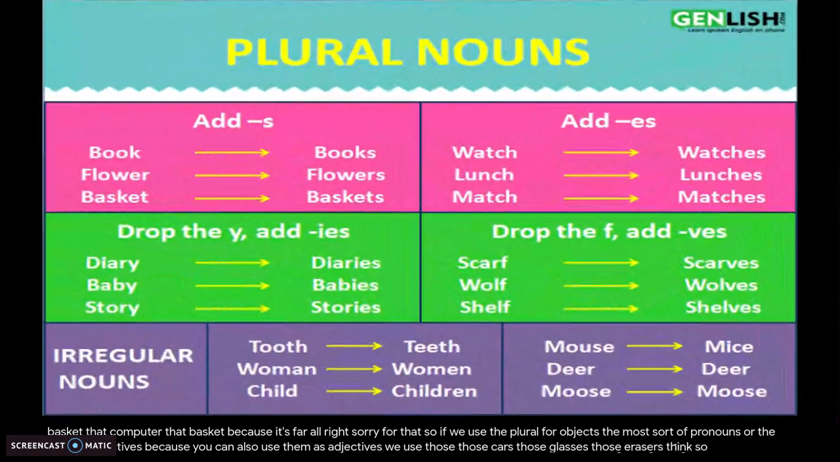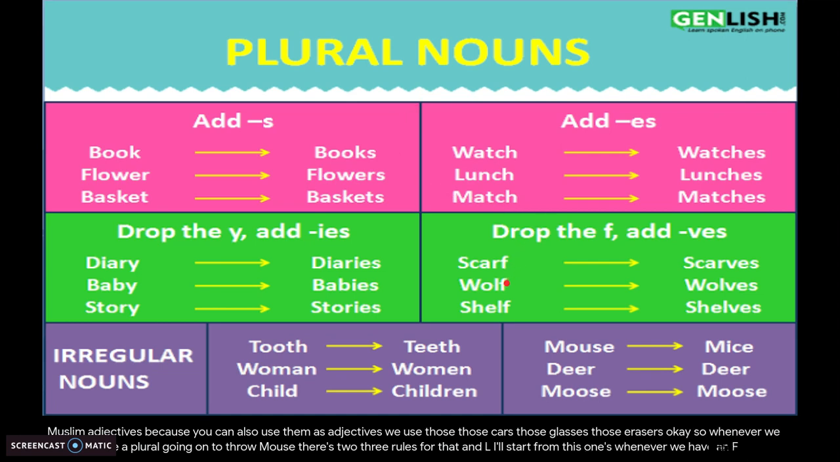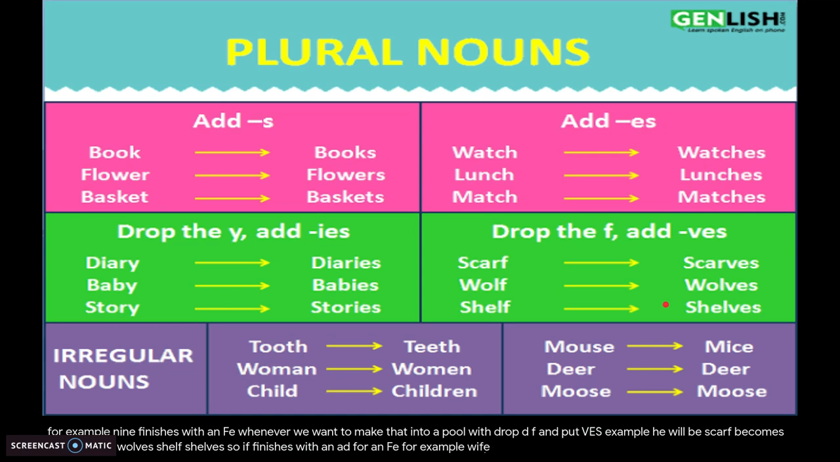Okay, so whenever we want to make a plural, going on to plural nouns, there's three rules for that, and I'll start from this one. Whenever we have an F or an FE, for example, knife finishes with an FE, whenever we want to make that into a plural, we drop the F and put VES. Examples here would be scarf becomes scarves, wolf, wolves, shelf, shelves. So it finishes with an F or an FE. For example, wife becomes wives.